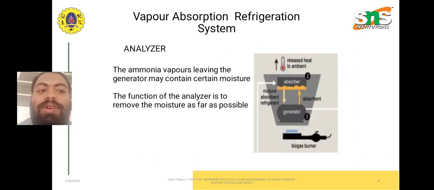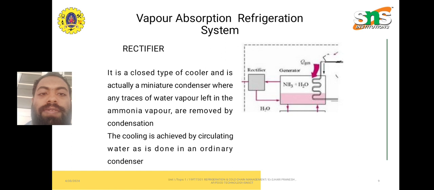Next we are going to discuss the components of VAR. First, the analyzer. In the analyzer, the ammonia vapor leaving the generator may contain certain moisture. The function of the analyzer is to analyze and remove the moisture as far as possible. Next, the rectifier. It is a closed type of cooler and is actually a miniature condenser where any trace of water vapor left in the ammonia vapor is removed by condensation. The cooling is achieved by circulating water as is done in an ordinary condenser.